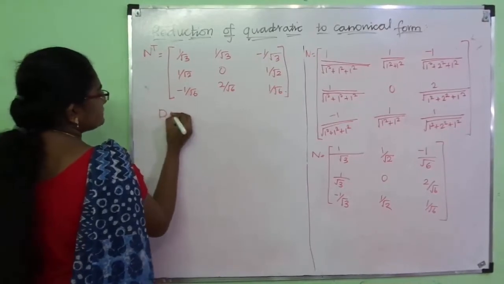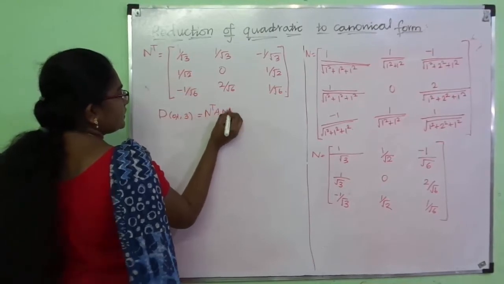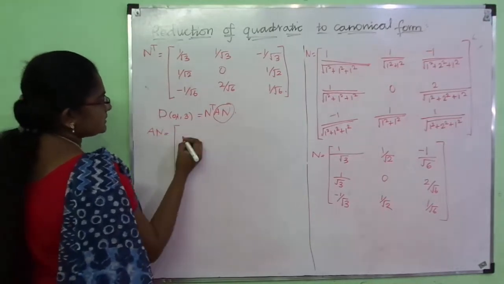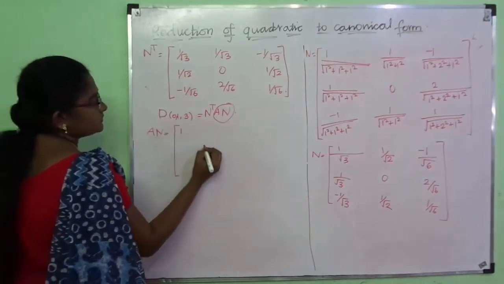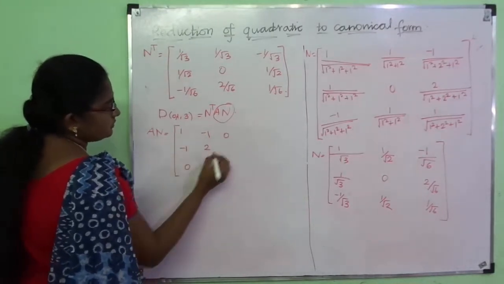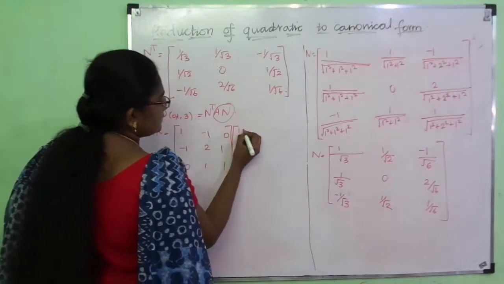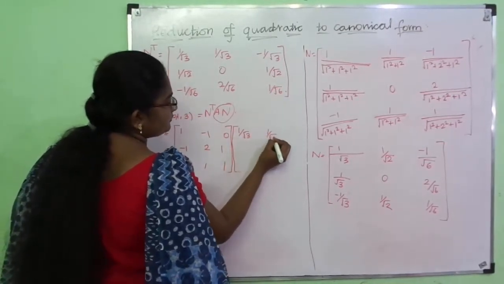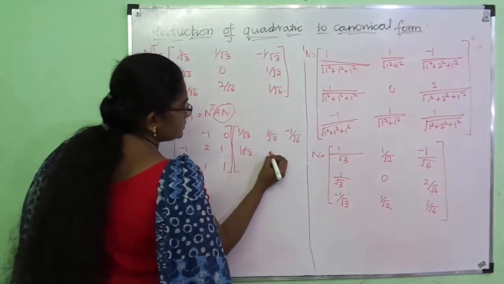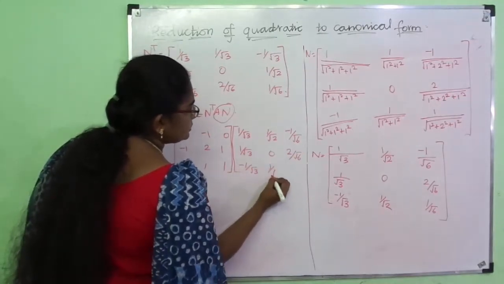In the next step, we are going to find whether the diagonal matrix is equal to N transpose AN. First, I am going to find AN. AN, that is simple matrix multiplication, of matrix A: 1, 2, 1, minus 1, minus 1, 0, 0, 1, 1. The matrix we have found already, N matrix, the normalized matrix: 1 by root 3, 1 by root 2 and minus 1 by root 6, 1 by root 3, 0, 2 by root 6, minus 1 by root 3, 1 by root 2 and 1 by root 6.